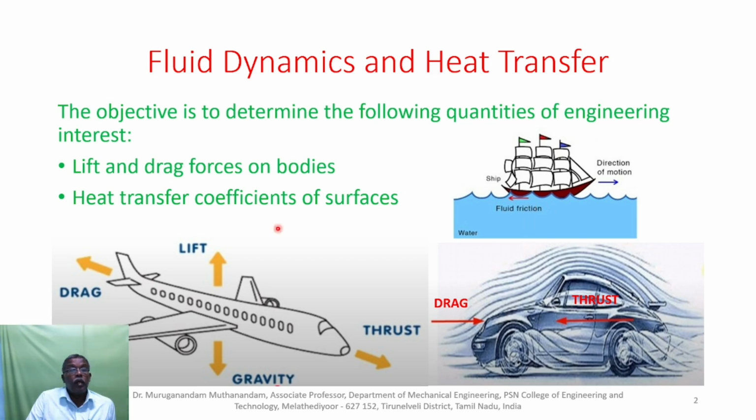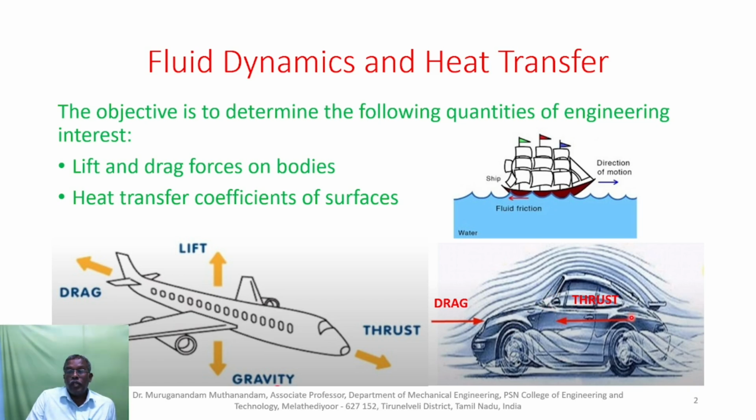Again, here are the drag forces on the aircraft. When the plane is moving in the forward direction, thrust force is acting for that forward motion of the aircraft. Due to the airflow, there is a drag force acting on the aircraft. Similarly, when a ship is sailing on the sea, the fluid friction due to water acts in the direction opposite to the direction of motion of the ship. That is another example of drag force on a body.